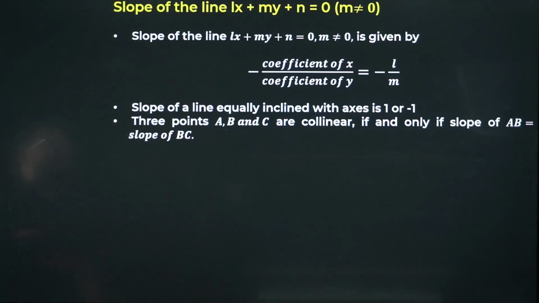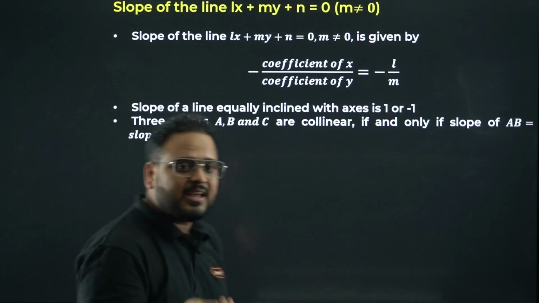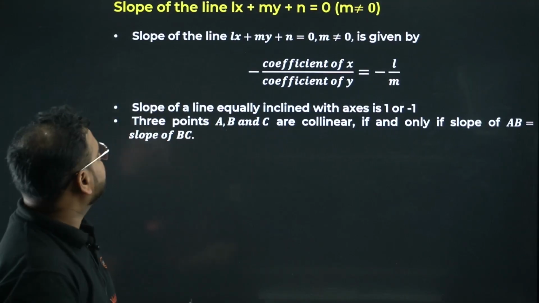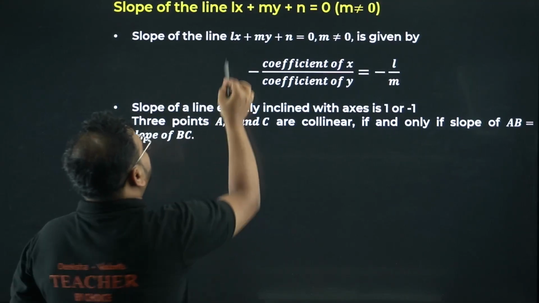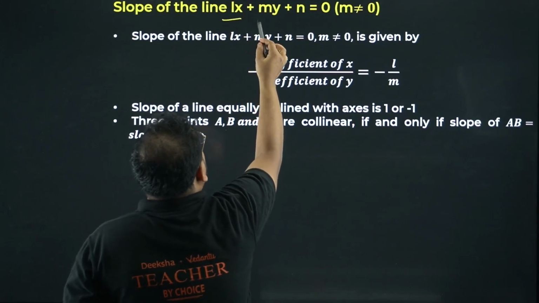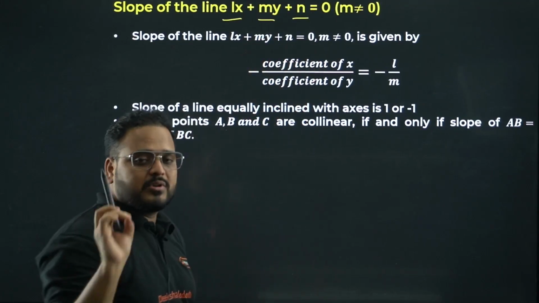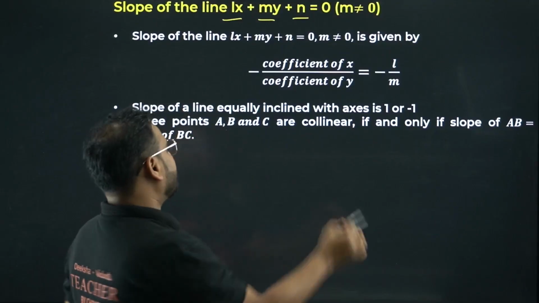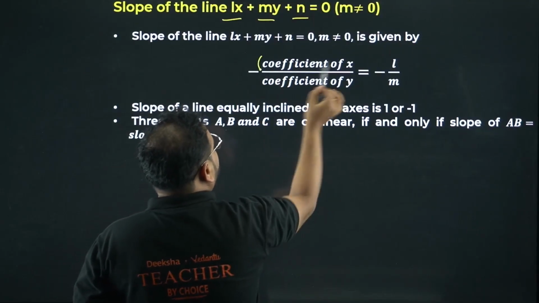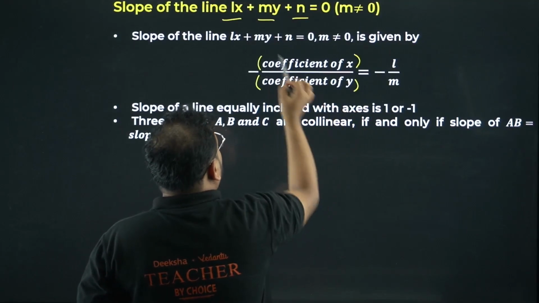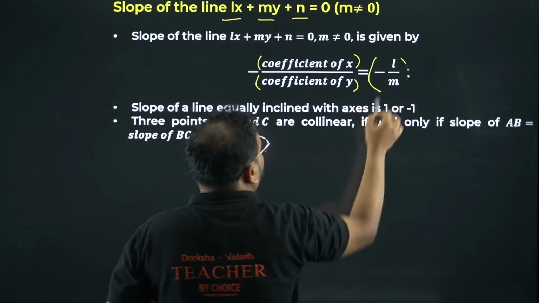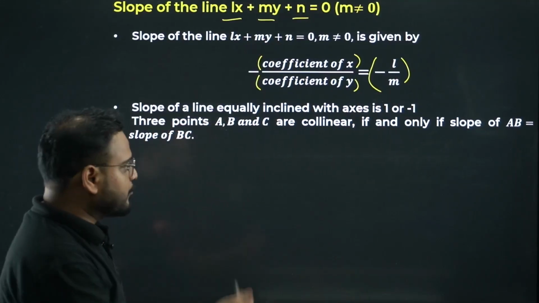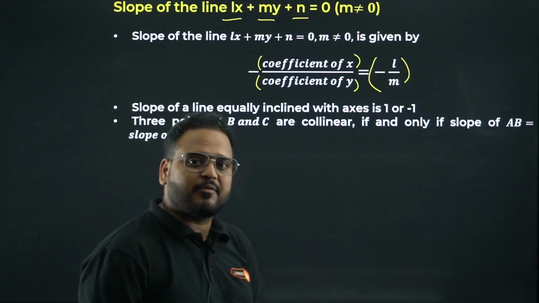Moving on, slope of a line. Now we are done with set theory, and this is your straight lines. For a line given by the equation Lx plus my plus n equals 0, the slope is the negative of the coefficient of x upon the coefficient of y, so minus L upon m. This is how you find the slope, very useful to you in the questions. Questions come from this chapter as well.